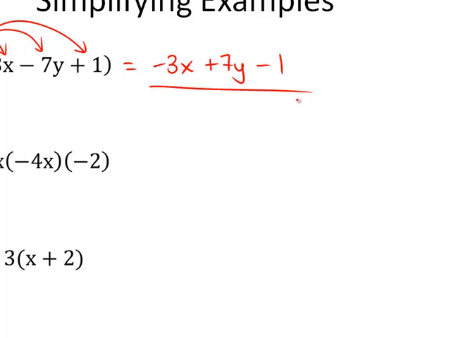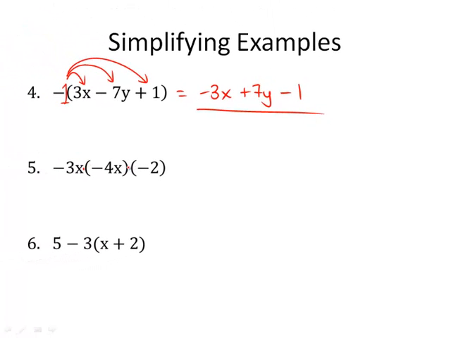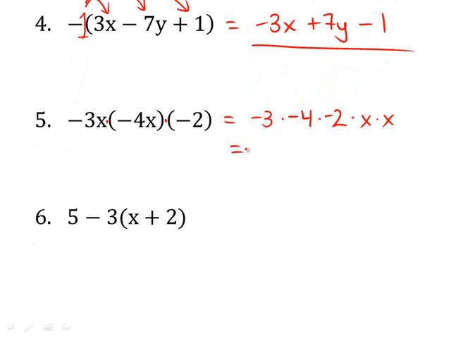Number 5. We've got a whole bunch of multiplication here. We don't actually have any addition or subtraction, you'll notice, because of these brackets. These brackets imply little multiplication symbols. Therefore, we can reassociate, we can commute, and bring all the numbers up front, giving us negative 3 times negative 4 times negative 2, and the letters at the back times x, which gives us negative times negative times negative is a negative. 3 times 4, 12 times 2 is 24. x times x is x squared. And we're done.